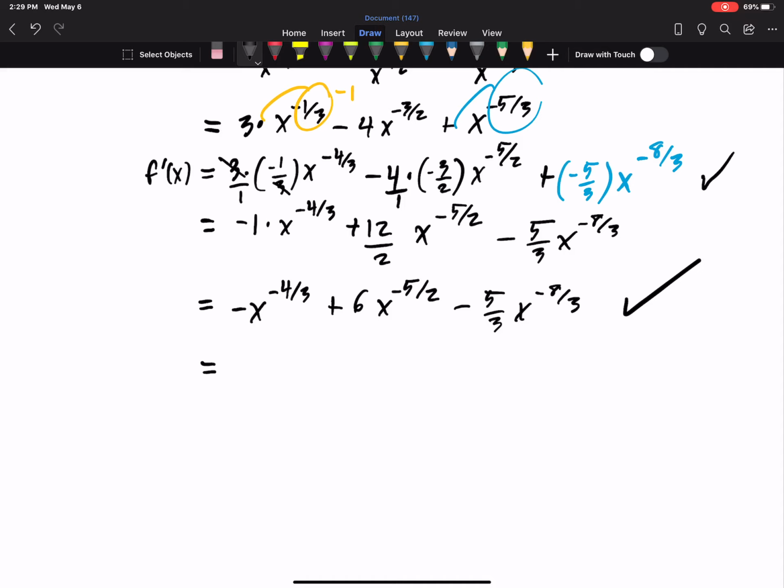That's perfectly fine, because that does what the problem asks you to do. So bringing things down to the denominator, you have minus 1 over x to the 4/3, plus 6 over x to the positive 5/2, minus 5 over 3 times x to the 8/3. Okay, so this is also your final answer.